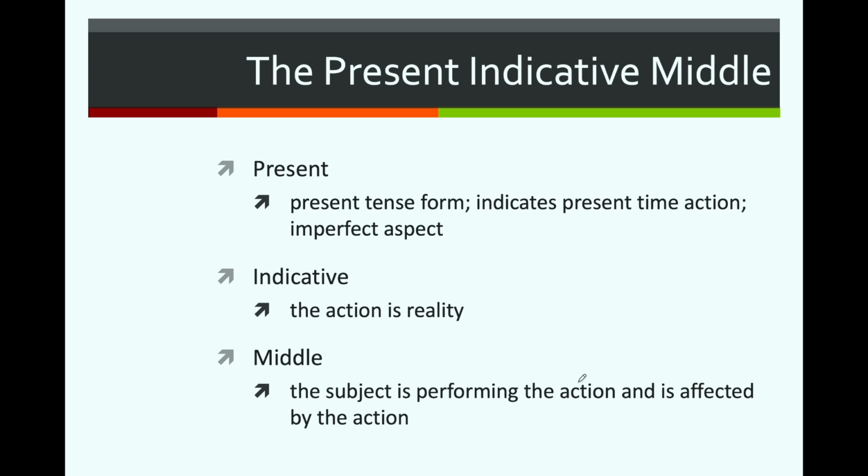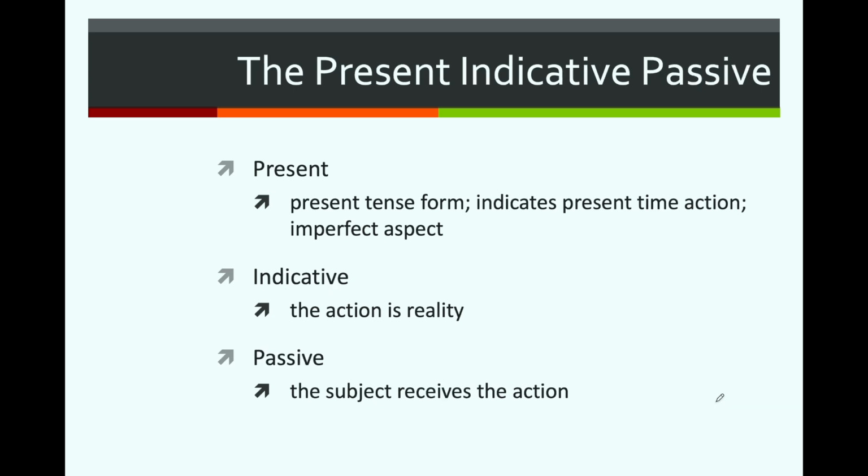So we're also going to learn the present middle. The present tense nuance is the same. The indicative nuance is the same. But the middle, again, the subject is performing the action and is affected by the action. Okay? And finally, we're going to be learning the present indicative passive. And there the subject receives the action. Okay?